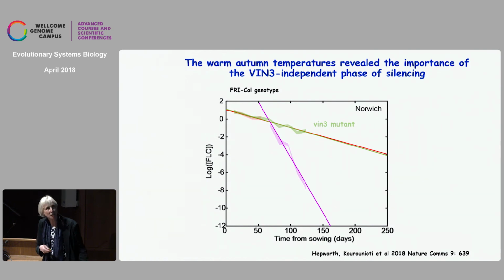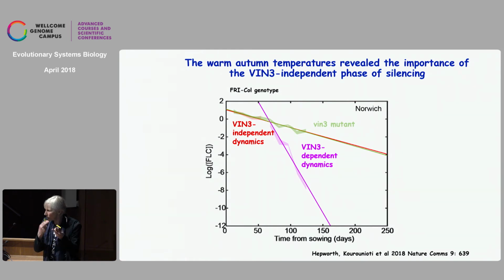So now we could actually start to look at this. This has just come out. So we have different dynamics, and this is the upstream transcriptional part. Remember all of the stuff that you need to shut transcription down before you can Polycomb silence. This is important in warm autumns, and then you have the Polycomb dependent, the Vin3 dependent one later.